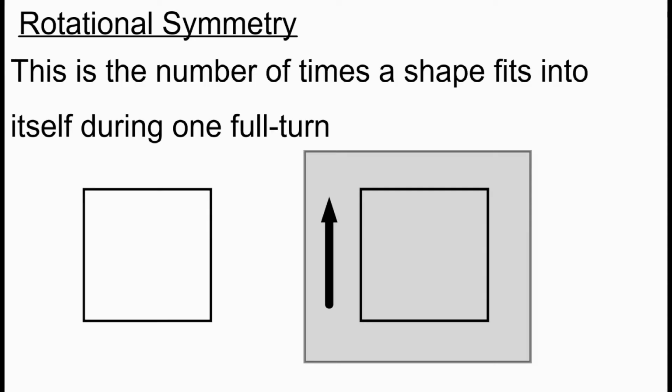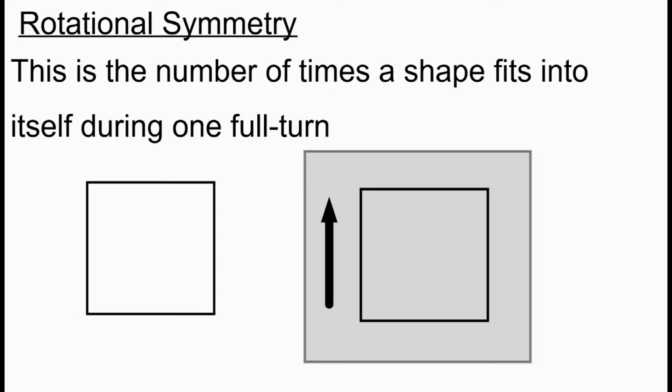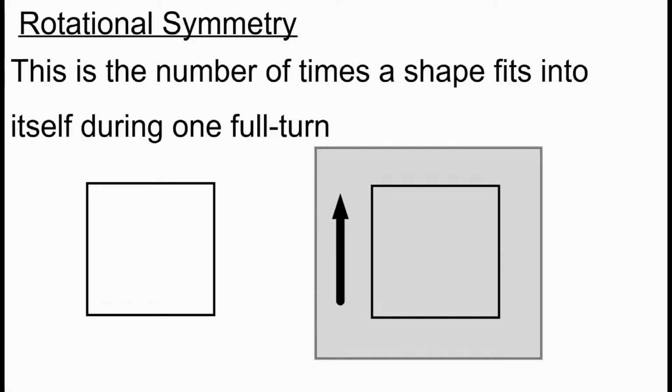The order of rotational symmetry of a shape is the number of times a shape will fit into itself during one full turn. If we look at this square here, we want to work out its rotational symmetry. You can probably guess what it is, but this is how we would do it.